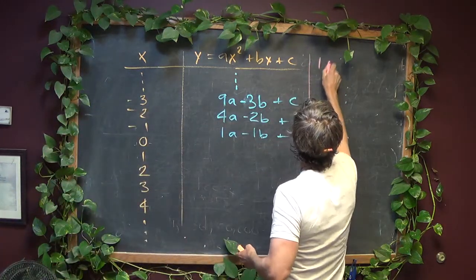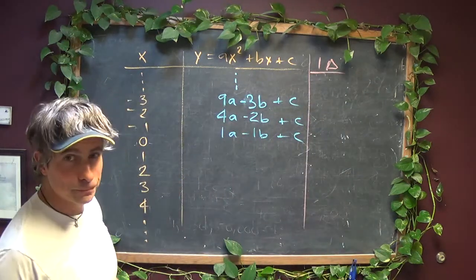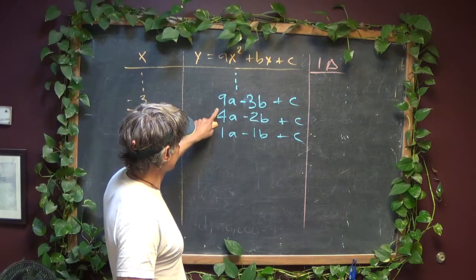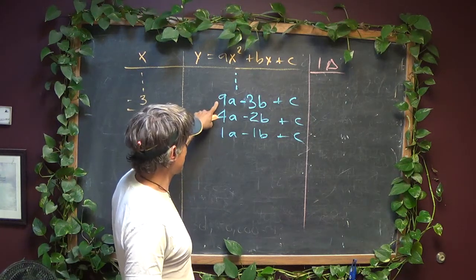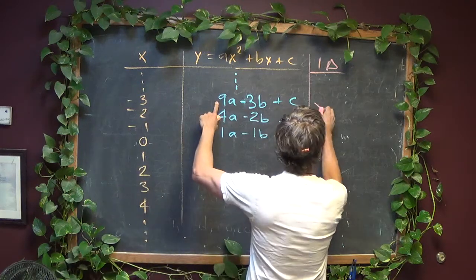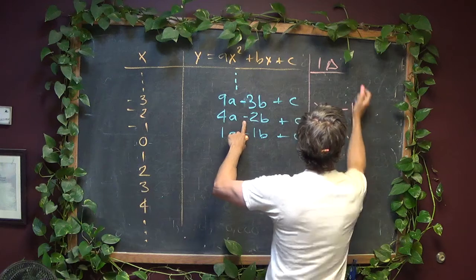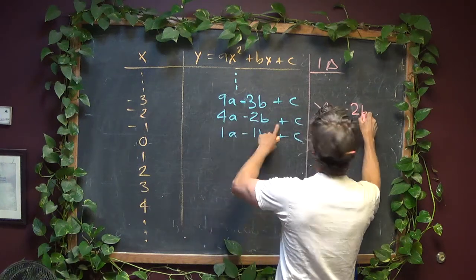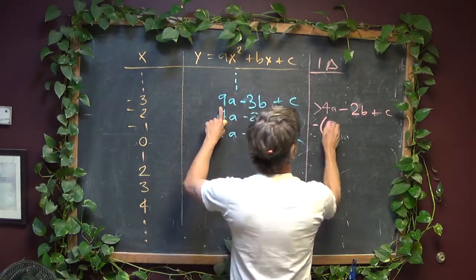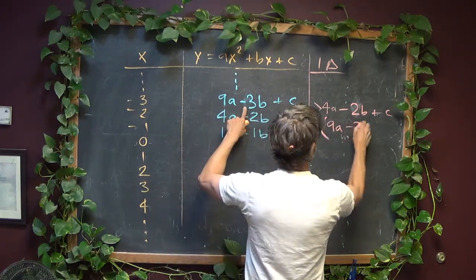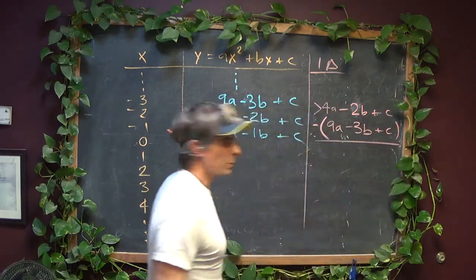Okay, so the first difference, the first delta as we call it in class. What I'm going to do, I'm only going to look at this one, going from here to there. So I'm going to take this one minus that one. 4a minus 2b plus c. And I'm going to write it vertically. This might look a little bit easier. Minus 9a minus 3b plus c. Let's see what we get here.